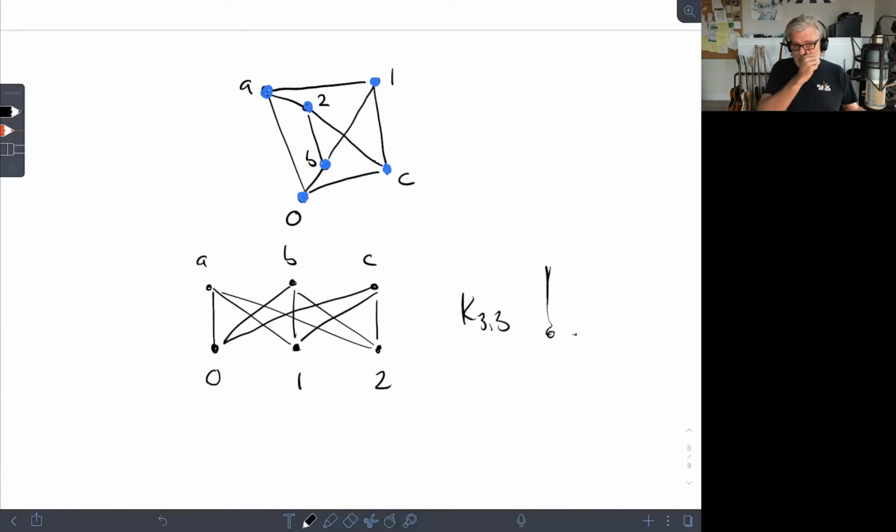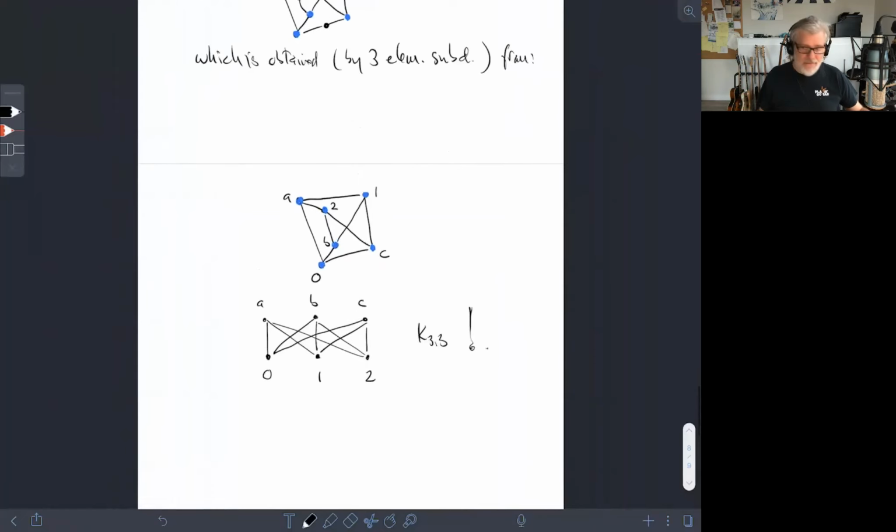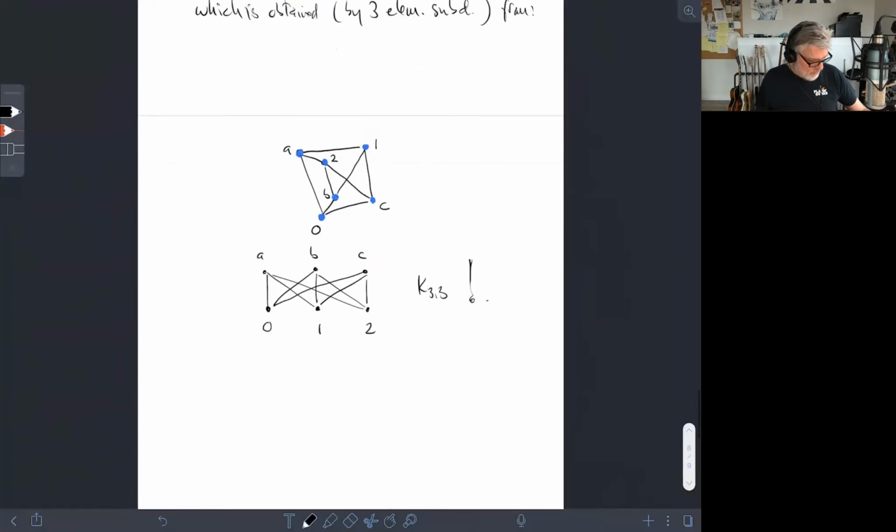I don't need Kuratowski's theorem, right? It inspired me to look for that because I know I must find it, but I'm not applying Kuratowski's theorem in the sense that I don't need its full proof. I've just proved independently of Kuratowski's theorem that the Petersen graph is not planar because I found a subgraph which is a subdivision of K33. Now, if my graph were planar, this would have to be planar also, which we know it is not. Okay, so G is not planar.